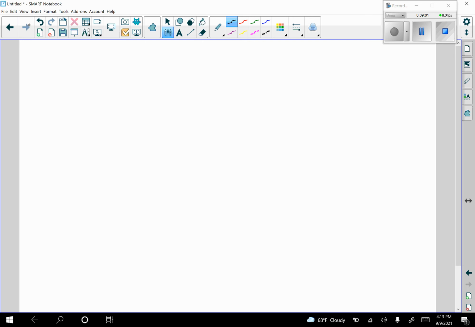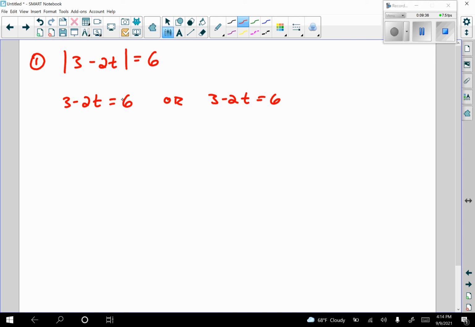So let's try some that add a little bit more to what's inside. All right, so this expression is just representing one big number, but we're going to have to find t in order for the absolute value of that expression to be 6. So this means that 3 minus 2t, so when I go to rewrite this, I no longer need the absolute value bars. So this just means what's inside could either equal a positive 6, or what's inside the absolute value bars could equal a negative 6.